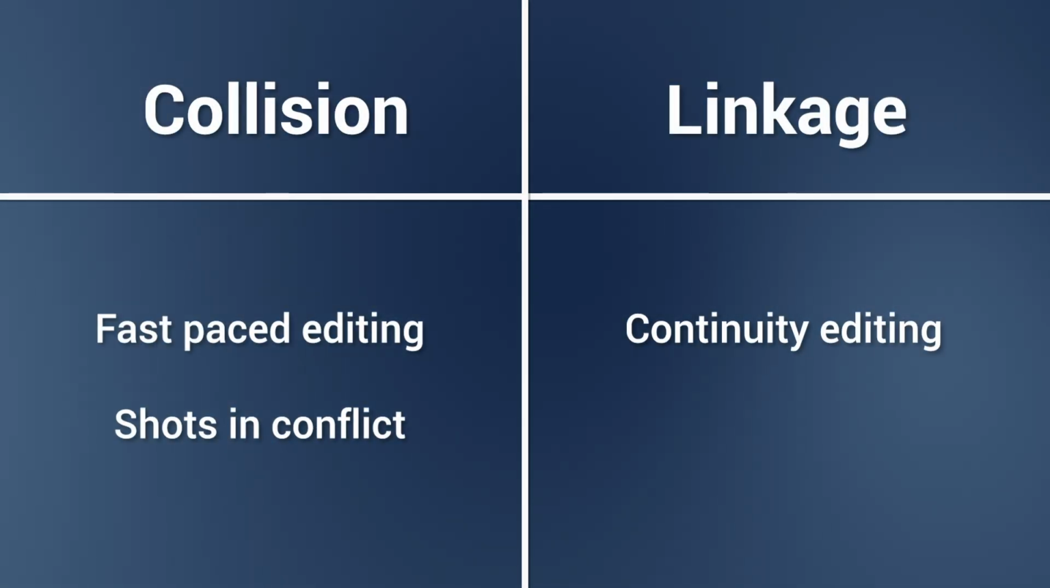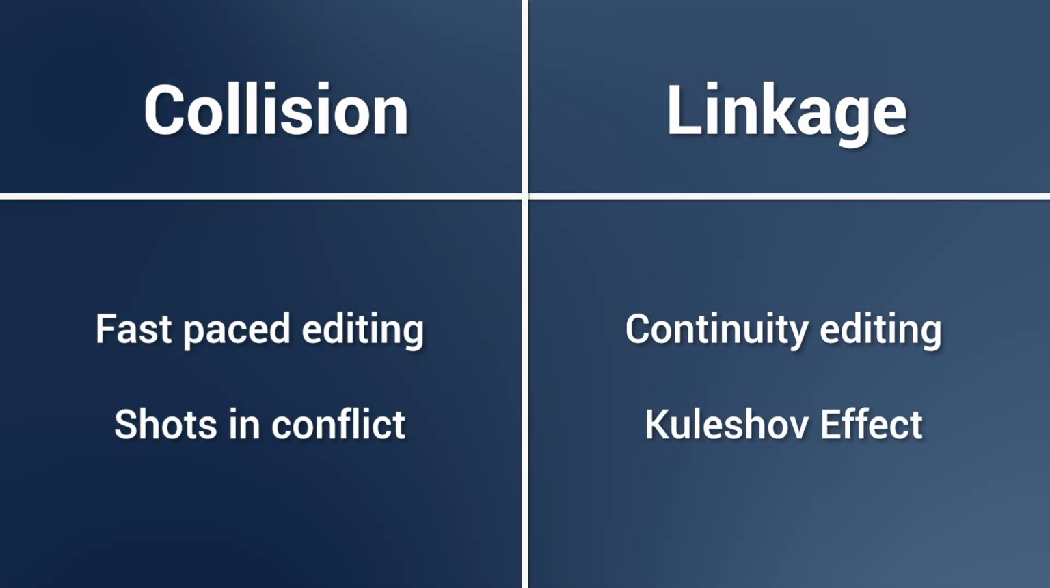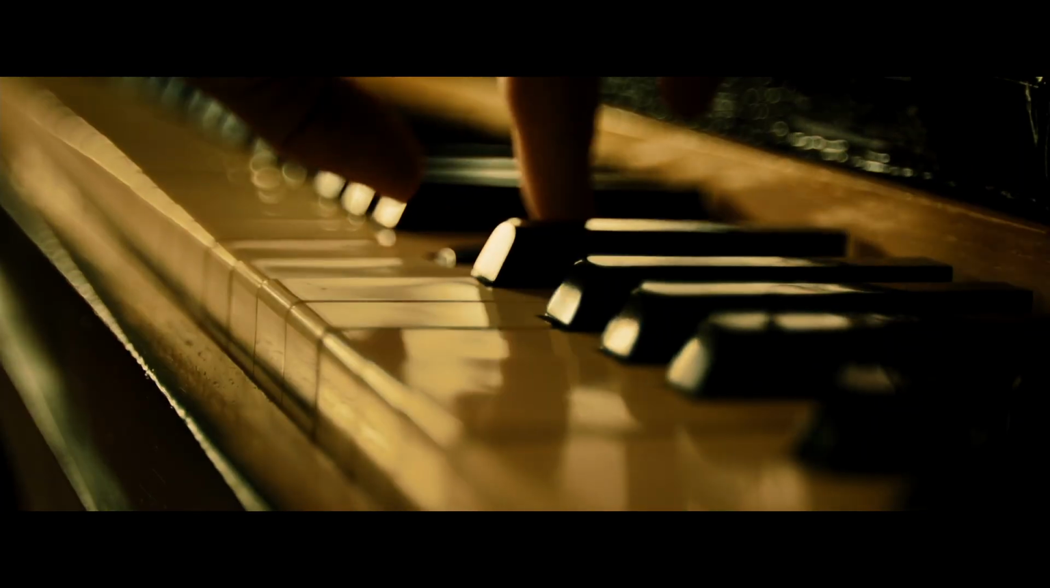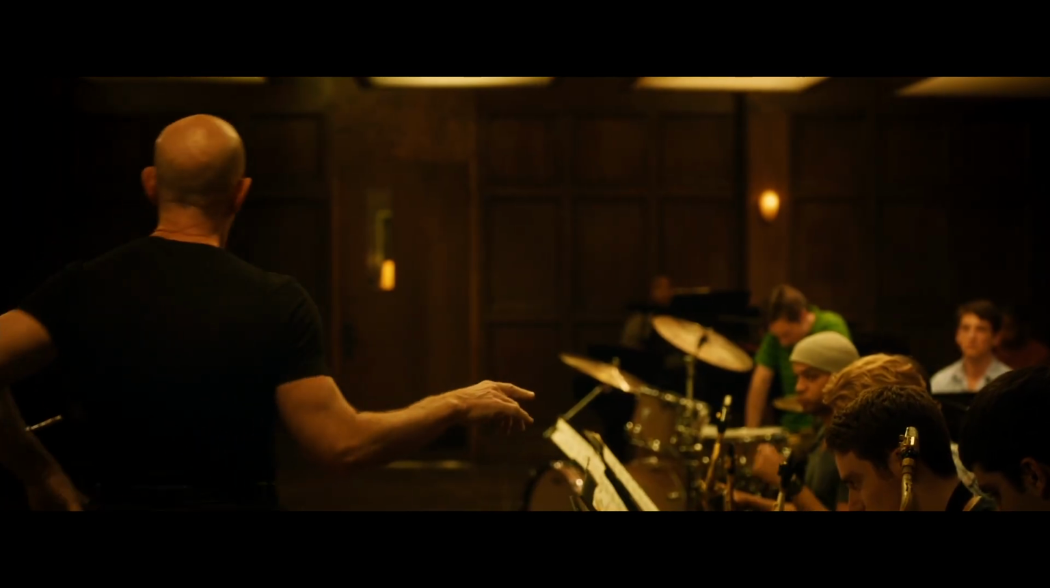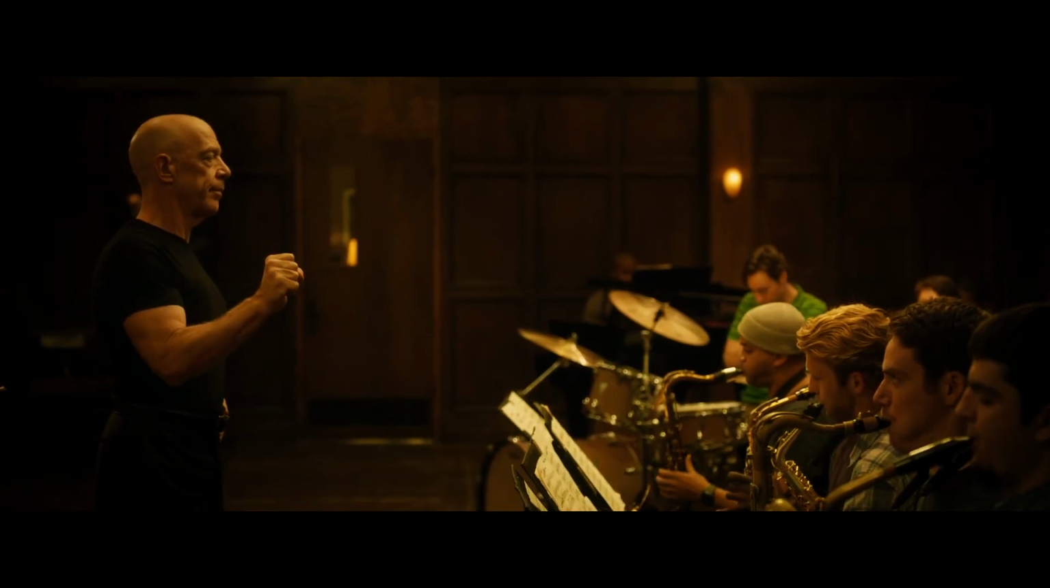In my last video, I explained the difference between collision and linkage styles of editing. The Kuleshov effect is a great example of linkage editing. Collision editing is great and is used many times throughout this scene, but it is the linkage editing moments like this that hold up the character's arc throughout the scene.